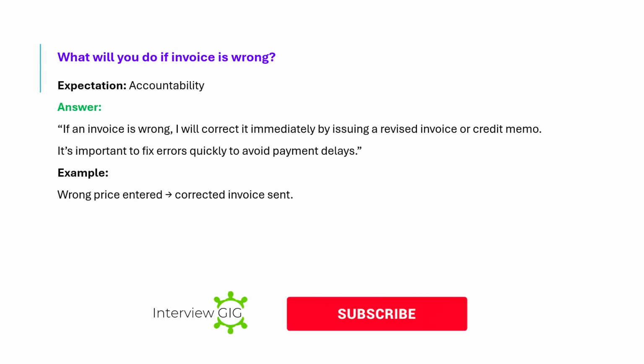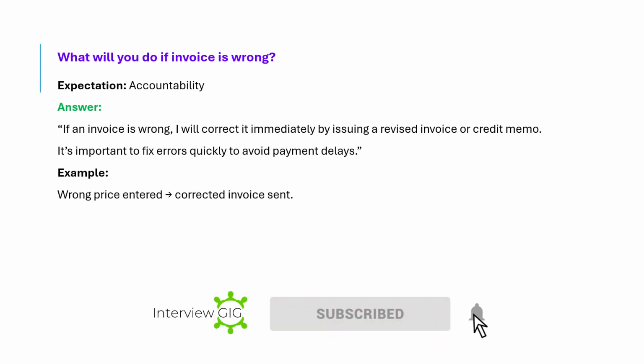What will you do if invoice is wrong? Expectation: accountability. Answer: If an invoice is wrong, I will correct it immediately by issuing a revised invoice or credit memo. It's important to fix errors quickly to avoid payment delays. Example: wrong price entered, corrected, invoice sent.